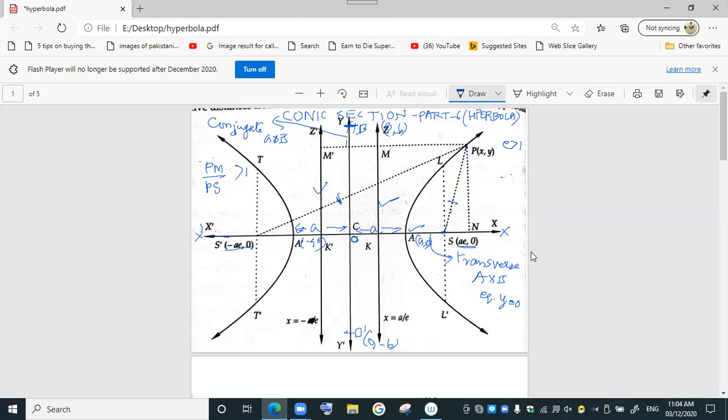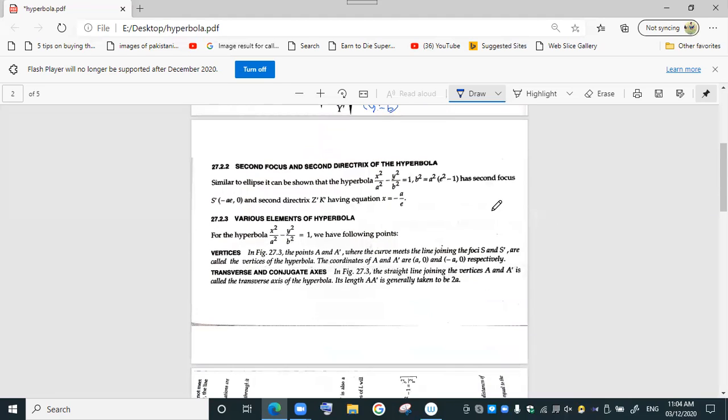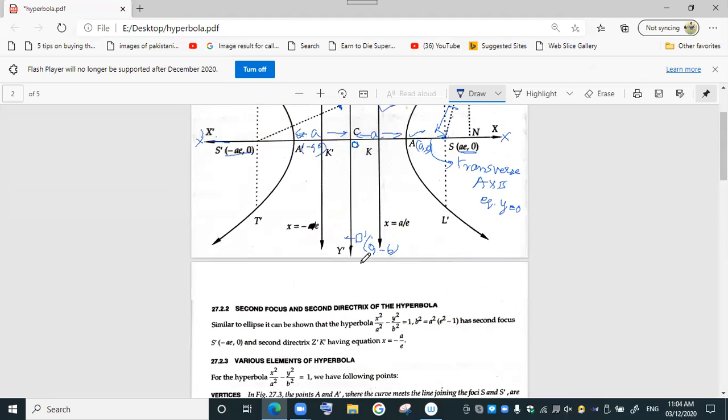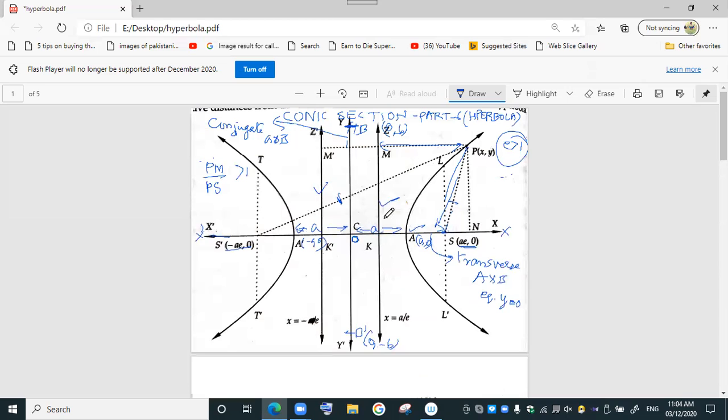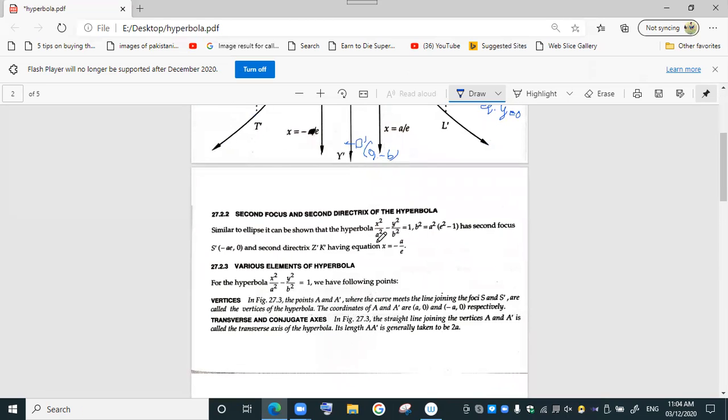So PM will be more, this distance will be more as compared to this distance, so the eccentricity will be greater than 1. Just as you have seen, there are two foci here, so a second focus and second directrix. This is the first focus S, and the second focus is S'. Similarly, Z is the first directrix and Z' is the second directrix.